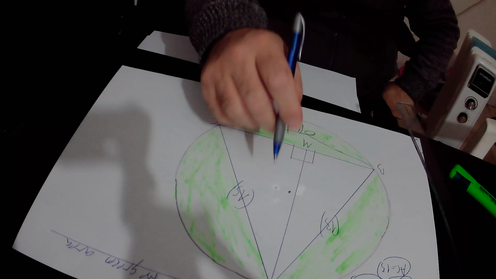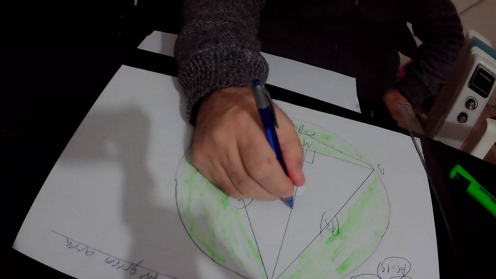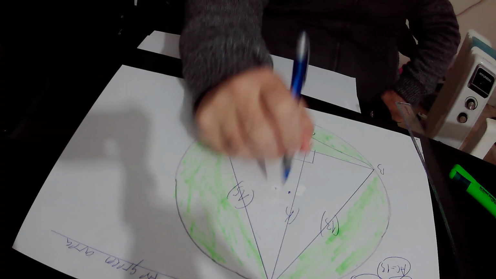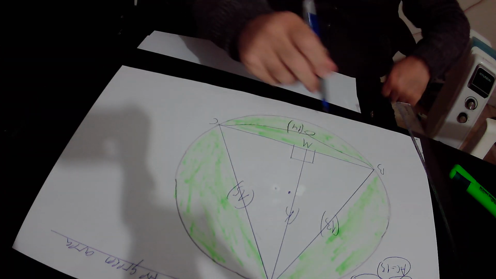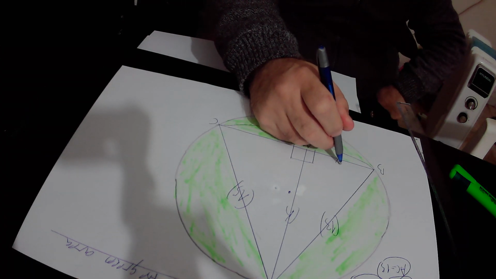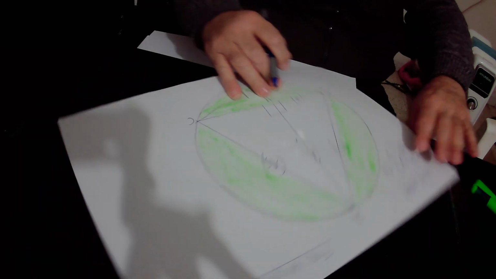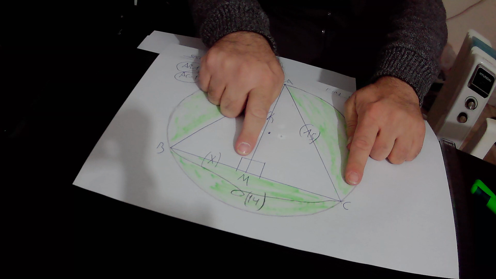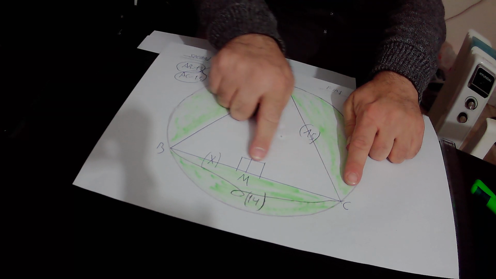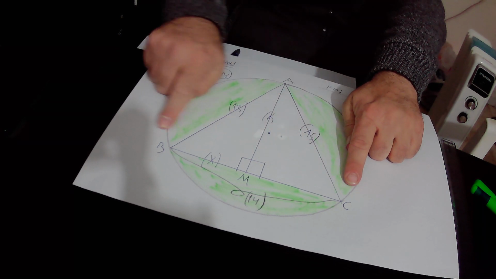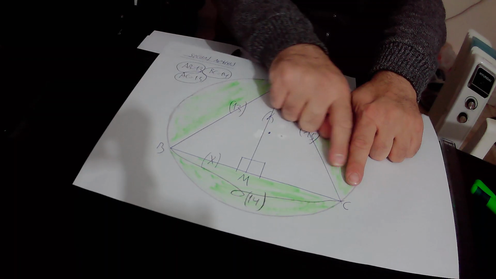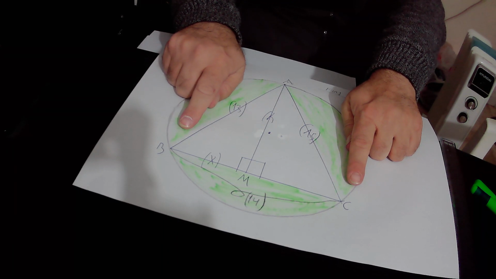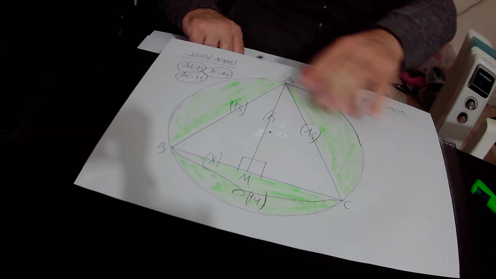We define the length of side AM as H. We define the length of side BM as X. What is the length of side CM? From the drawing, it is very easy to see that CM equals CB minus MB. So CM equals CB, that is 14, minus MB, that is X. So in total, CM equals 14 minus X.